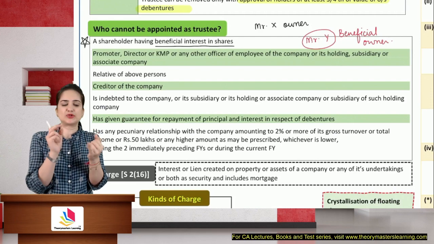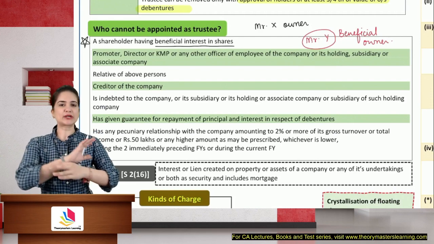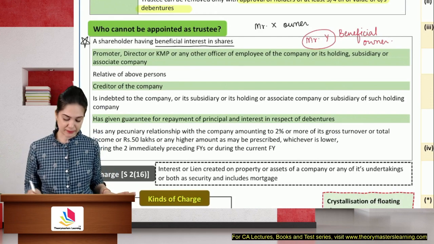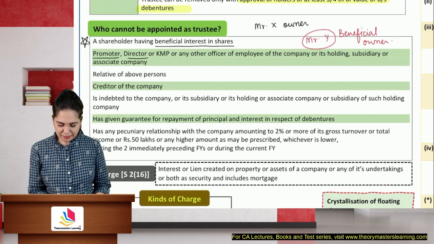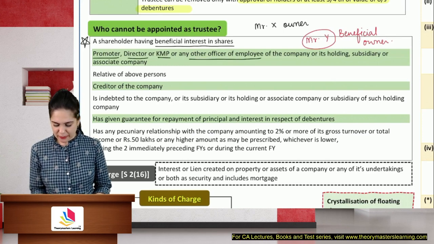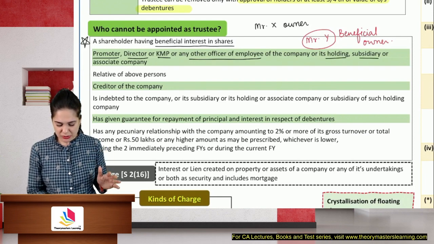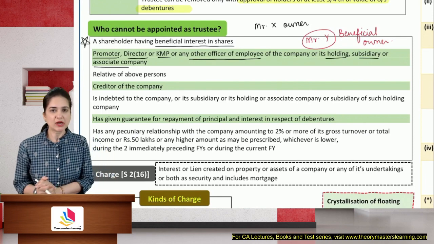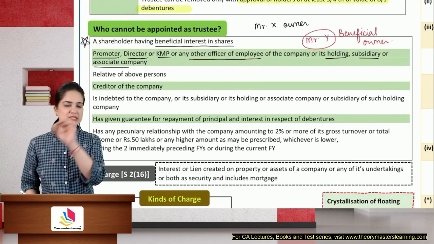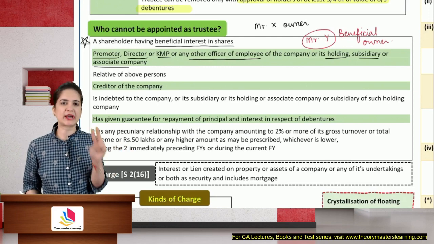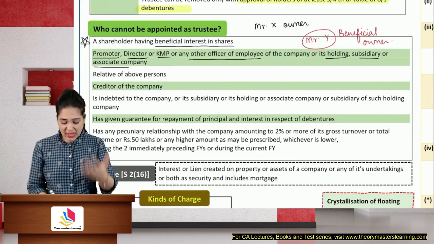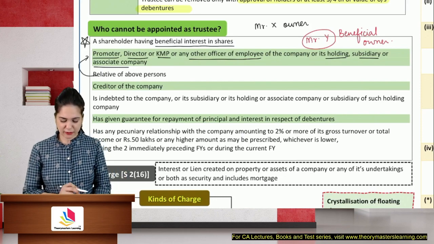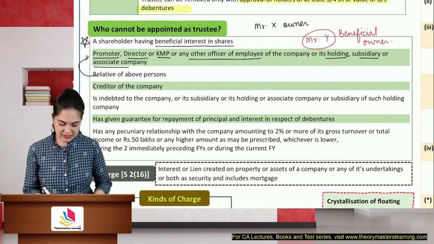We want the trustee to be independent, unbiased, not having any financial relation with the company. A promoter, director, KMP, any other officer or employee, either of the company, holding or associate, cannot be appointed as trustee. So trustee has to be independent, separate person. He cannot be a promoter, director, officer of the company. He cannot have any financial relation with the company. They can't be appointed, and even their relative cannot be appointed as a trustee.